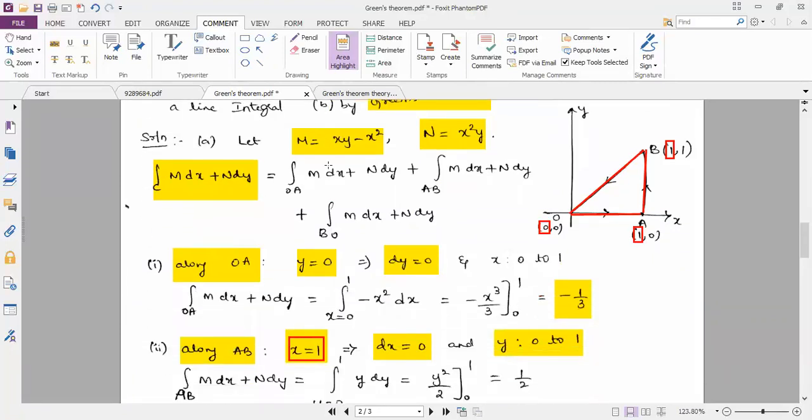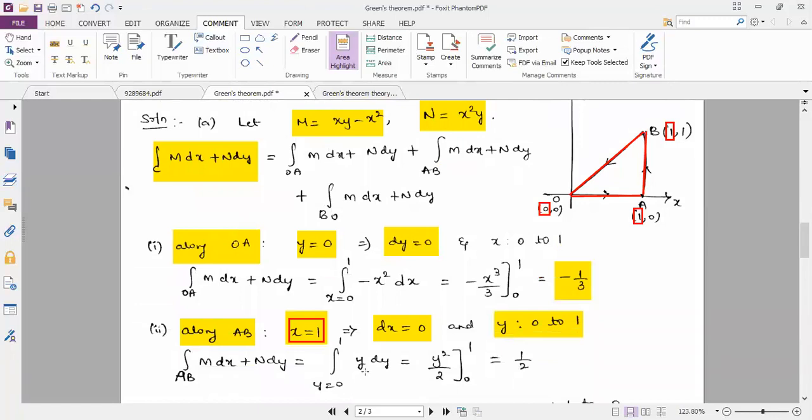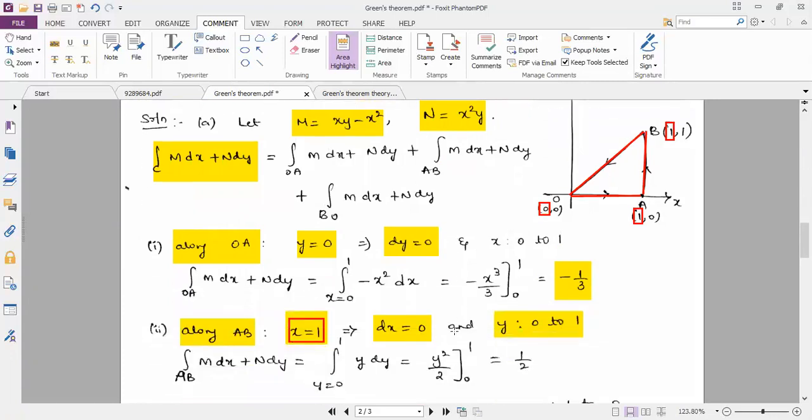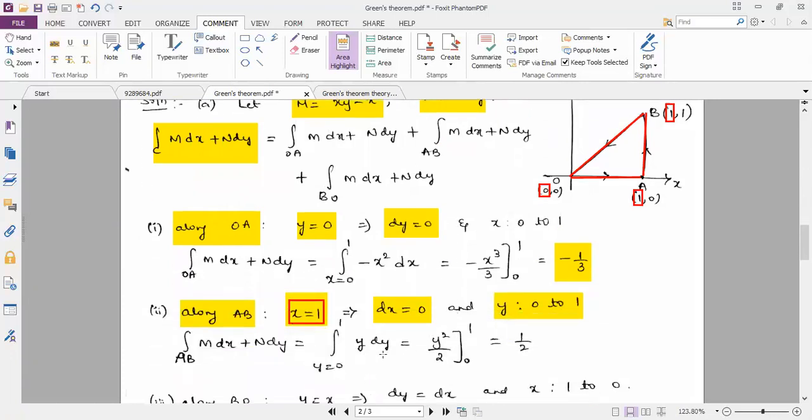So we get y dy. Since dx is 0, the entire first expression, integral over c of xy minus x square dx, becomes 0. And we have x equal to 1, so 1 square into y dy. So we remain with y dy under the integral. Integration of y dy is y square divided by 2. We apply the limits 0 to 1 to obtain the answer as 1 by 2.